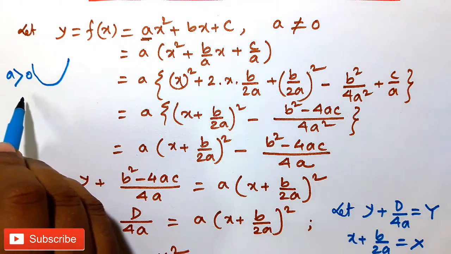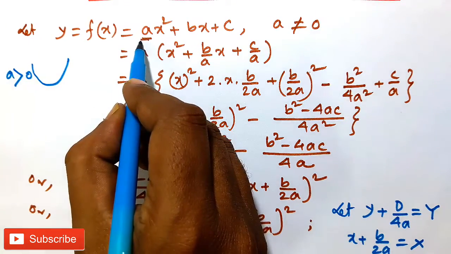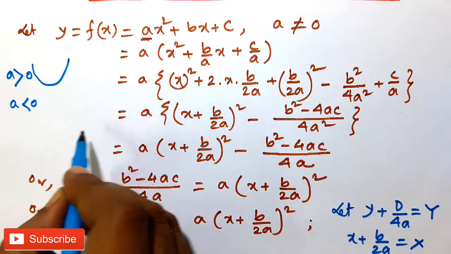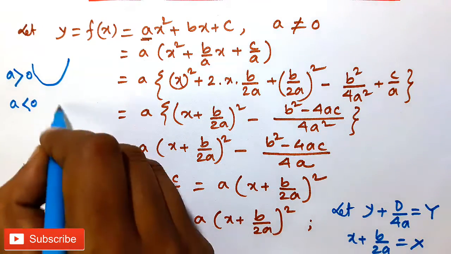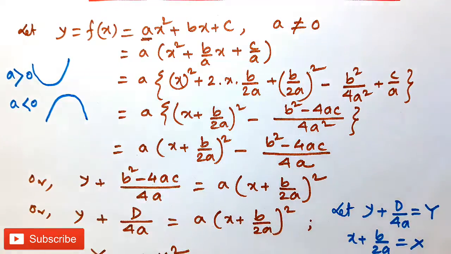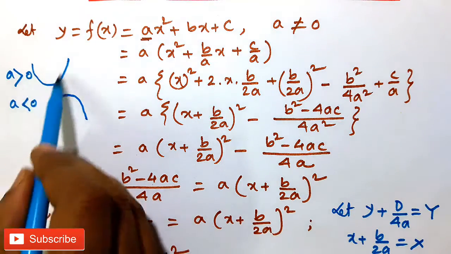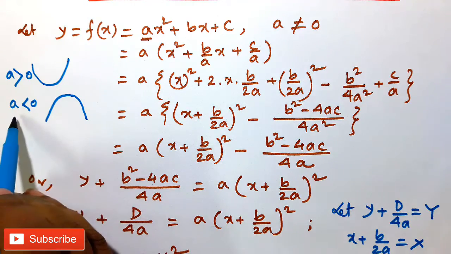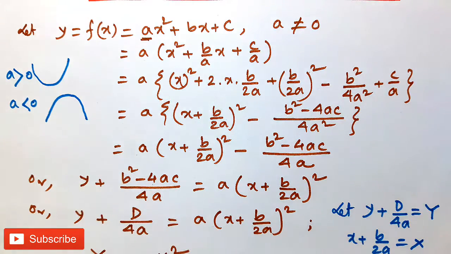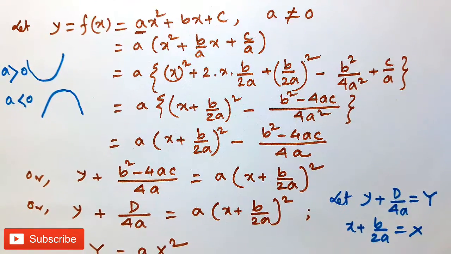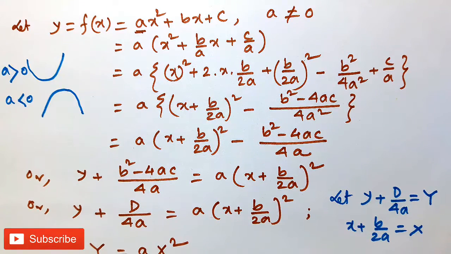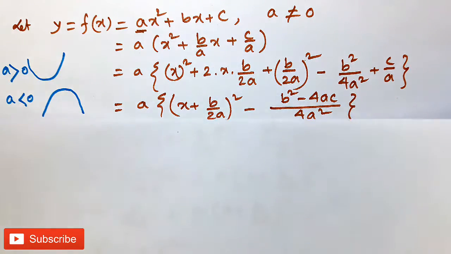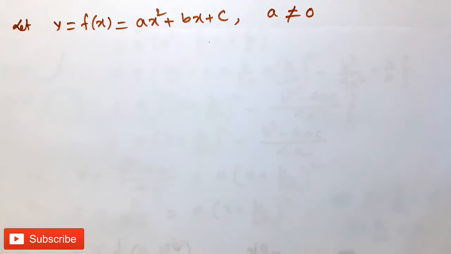Again, if the leading coefficient a is less than 0, like this, a is less than 0, then the parabola opens downwards, like this. Okay? This is for a is greater than 0, and this one, second graph, is for a is less than 0. Now we shall see the intersection of this parabola with x-axis. Okay? One by one I shall discuss.